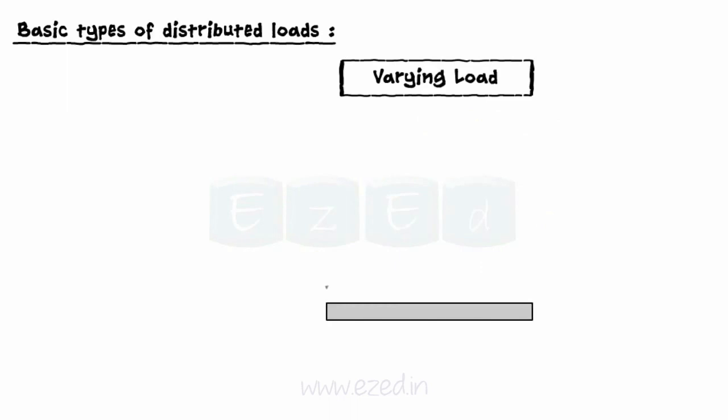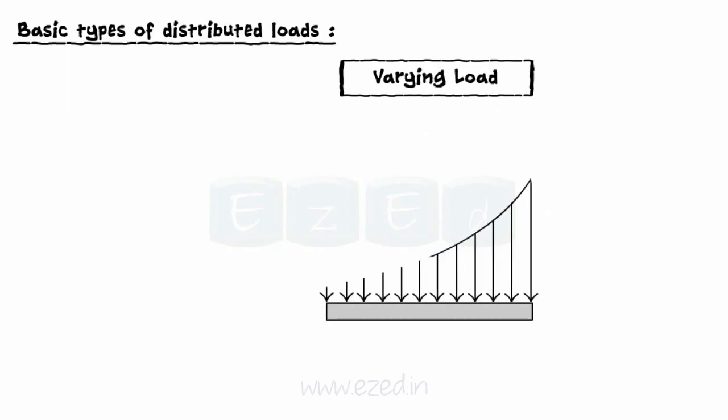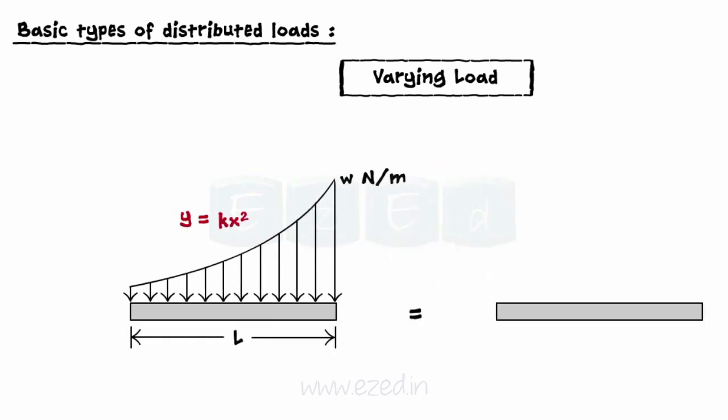In this type of loading, the loading intensity varies along any curved surface. Consider a varying distributed load of parabolic nature. Such a loading can be explained by the equation of the curve, and its resultant point load is the area under the curve, that is, W into L by 3, and acts at the centroid of the load diagram, that is, at a distance of L by 4 from the right. The equivalent point load is as shown.